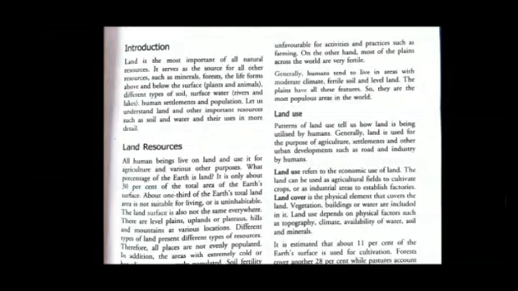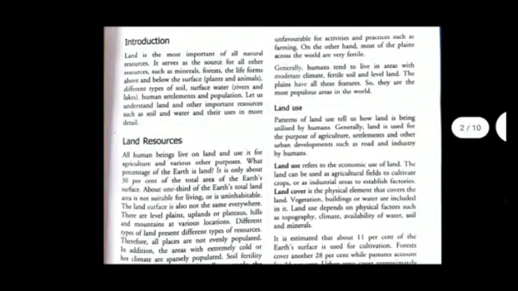Here is a question. What are the main uses of land? The answer is there are 5 main types of land uses. Number 1, residential. Number 2, agricultural. Number 3, recreational. Number 4, transportation. And number 5, commercial.